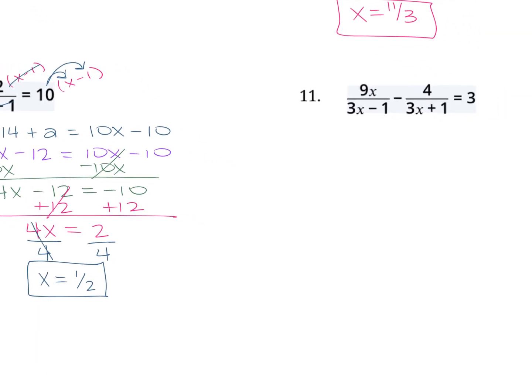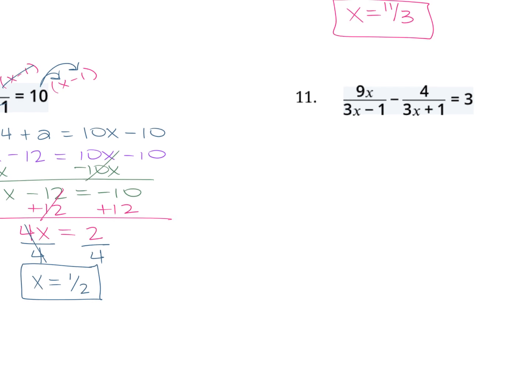For 11, you have 9x over 3x minus 1 minus 4 over 3x plus 1 is equal to 3. For this one, your least common denominator is the 3x minus 1 times 3x plus 1. That means that your x cannot equal negative 1/3, and it can't equal positive 1/3.